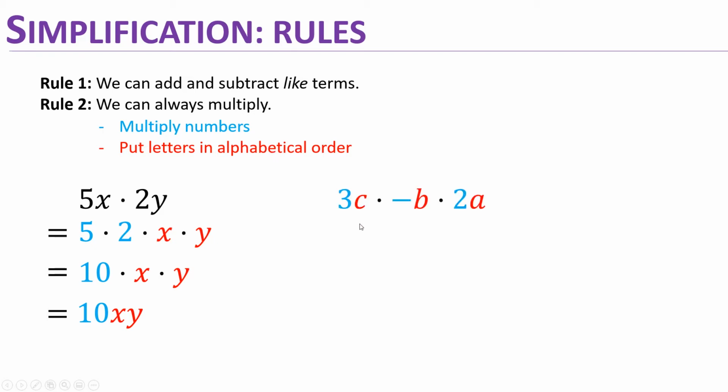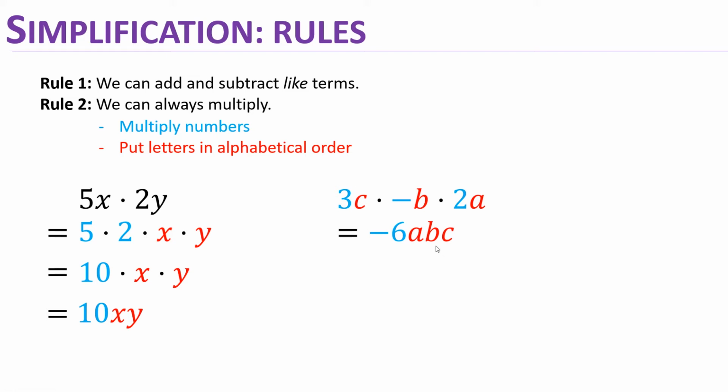Sometimes not all of the numbers will be visible because we are too lazy to write down the number 1. So the numbers here are 3, negative 1, and 2. 3 times negative 1 is negative 3, and negative 3 times 2 is negative 6. So we get negative 6 times a times b times c without the multiplication signs.